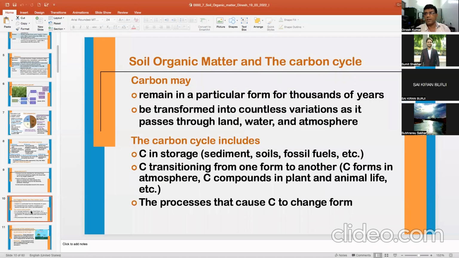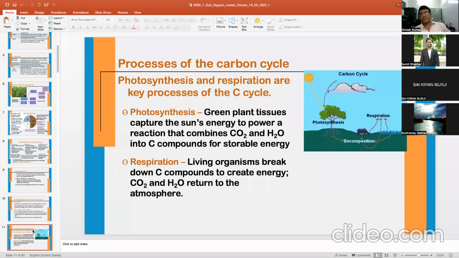So you have seen that three processes are very, very important: one is storage, other is transition, and third one is decomposition. These three processes are very, very important. So you can see that photosynthesis and respiration are very important parts of the carbon cycle.